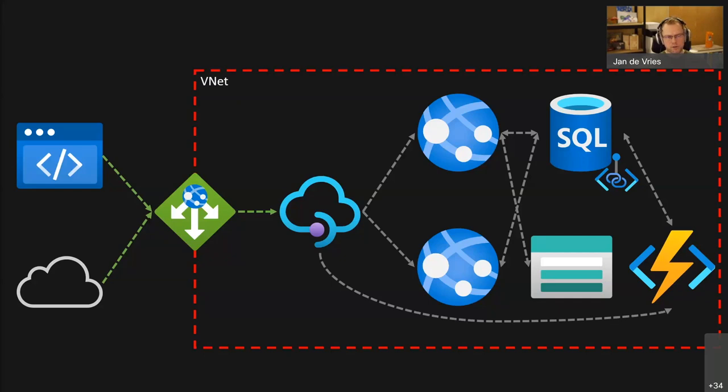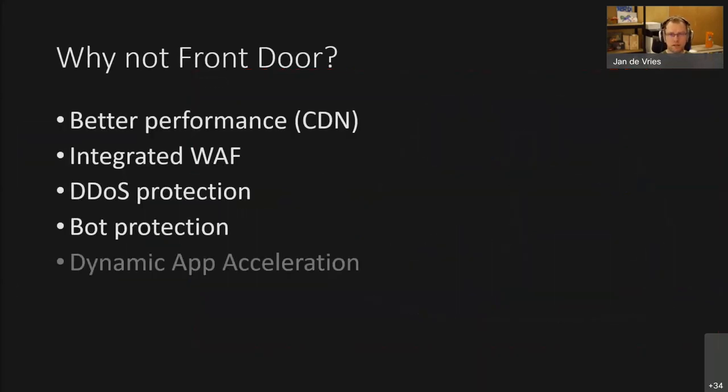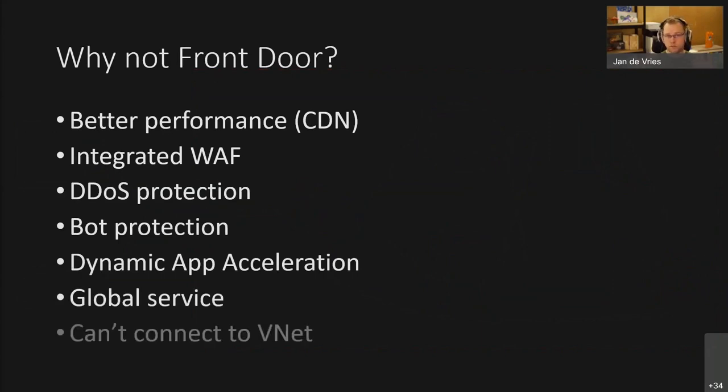And you might be wondering, Jan, why have you used the application gateway? Because I've heard great stories about Front Door, because it has a CDN, it also has an integrated WAF, you also get some DDoS protection, and a lot of other cool stuff. And sure, I'm also a big fan of Front Door because of all of these reasons, but it can't connect to a virtual network. That means when using Front Door, your whole environment is still exposed to the internet. There are some ways around this though, but in the current setup I have over here, it's a major downside.